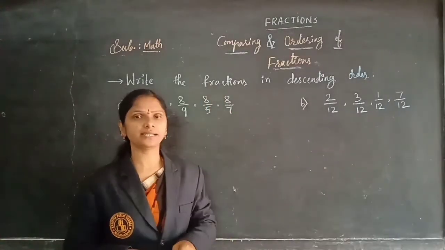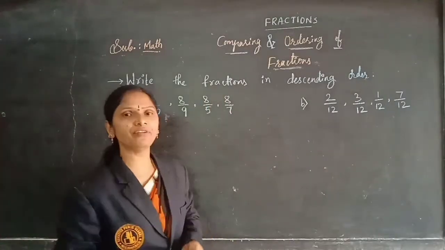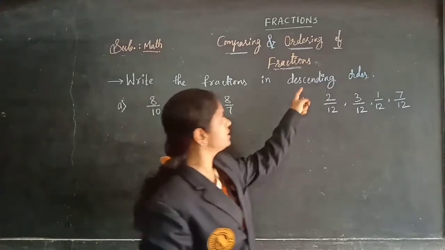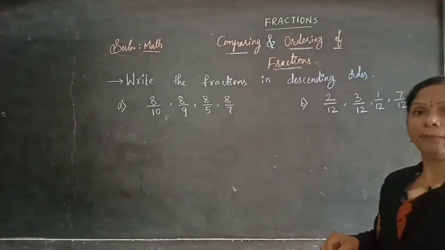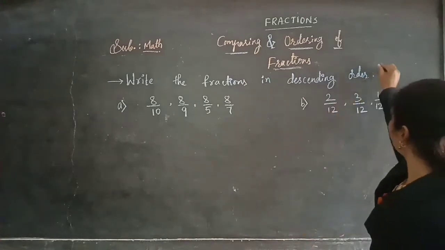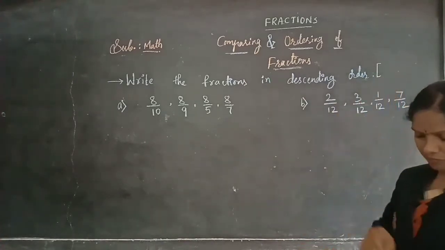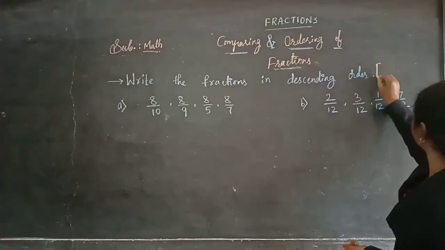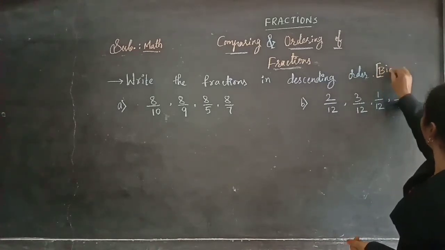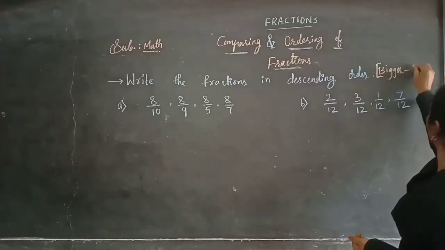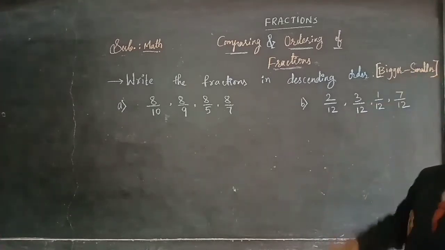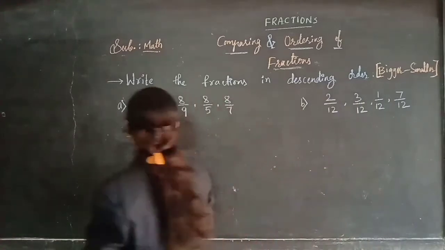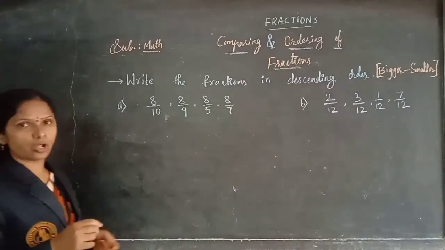Write the fractions in descending order. We need to write the given fractions in descending order. Descending order means what? The fractions when we arrange them, big fraction to small fraction. Okay, from big fraction to small fraction. So the given fractions we should arrange from bigger to smaller.